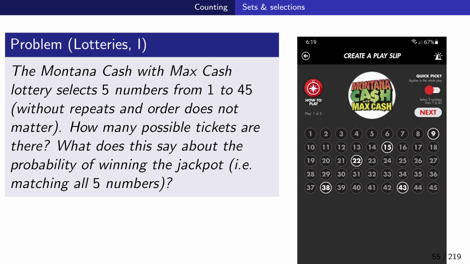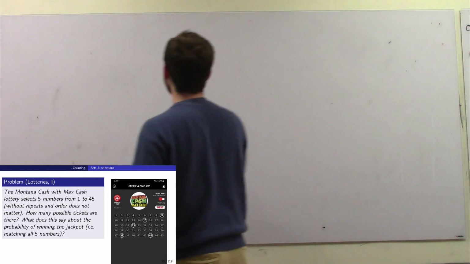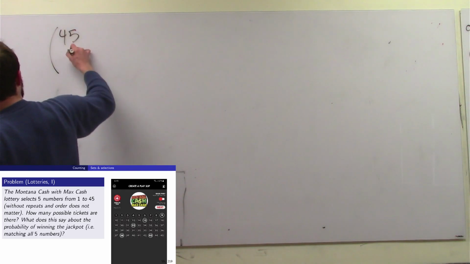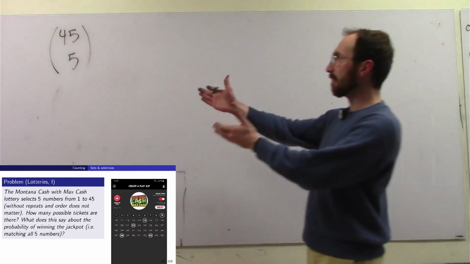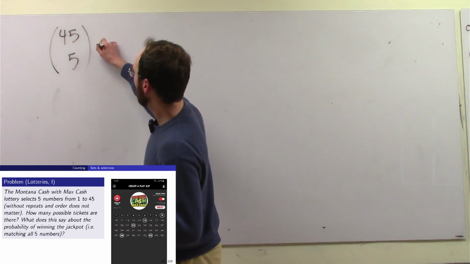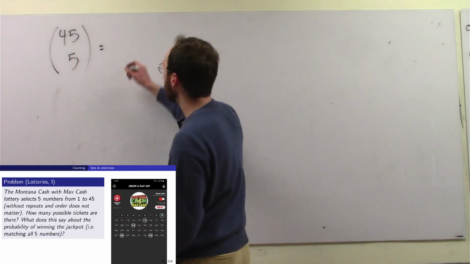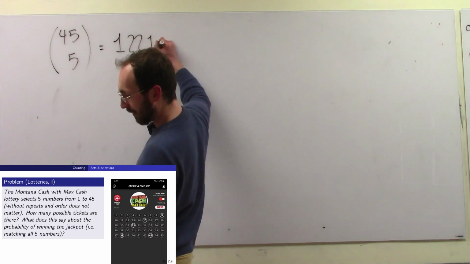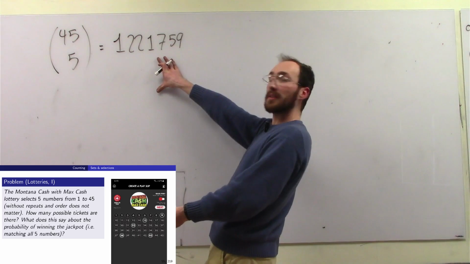And we might ask, well, okay, if that's true, then how many tickets are there? How many possible ways can I get 5 numbers from 45 without worrying about the order? I have 45, I'm gonna choose 5. Okay, now let's think about this one. I've written some notes down. This is actually going to be 1,221,759. There's this many possible tickets.